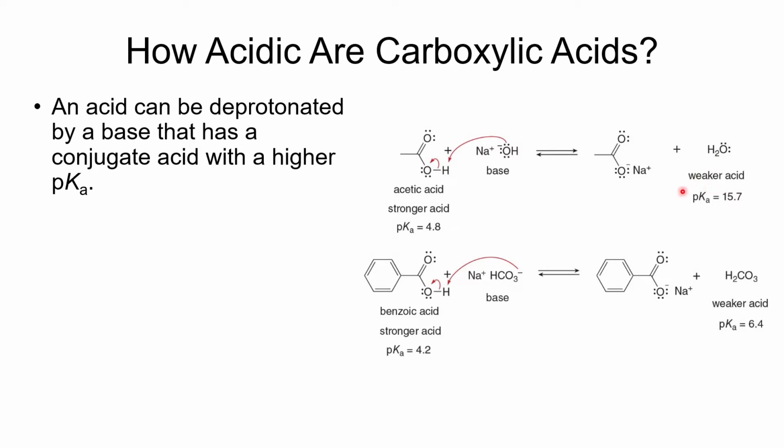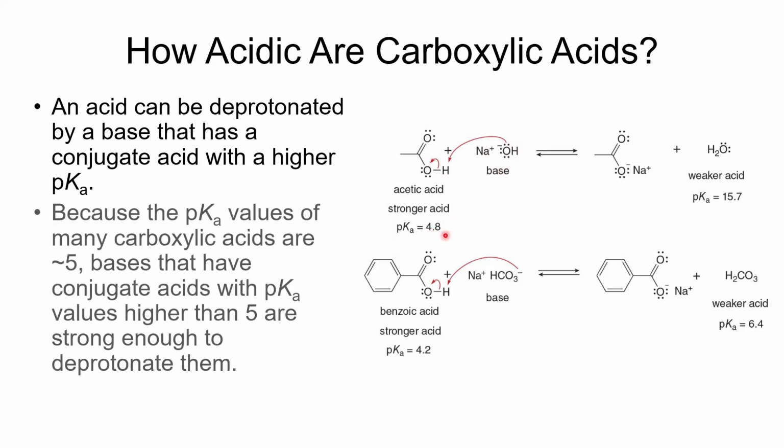So what we'll find is that in order for a base to be strong enough to deprotonate this, its conjugate acid needs to have a pKa greater than about 4.8. And we'll just go with about 5. If the conjugate acid of whatever it is we're working with has a pKa greater than 5, then we're going to get significant deprotonation.